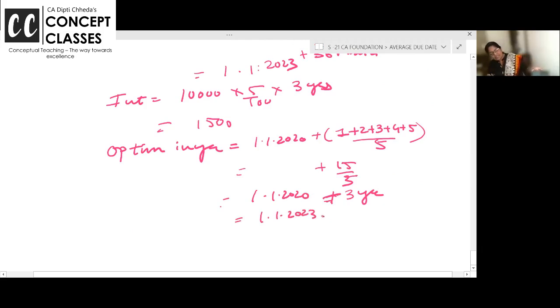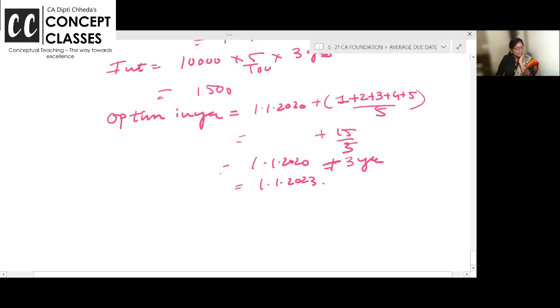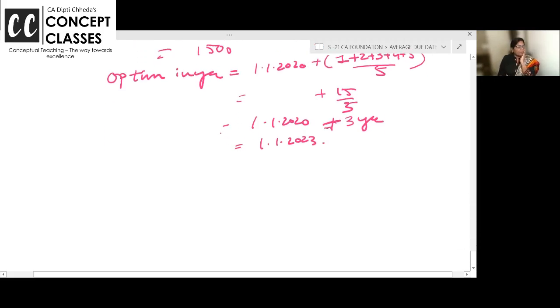Ma'am, can we do like this in 2 lines? Yes, you can. Is the third method easy? Yes. Chalo, next problem, then do it on your own.